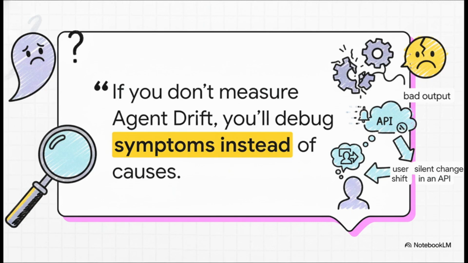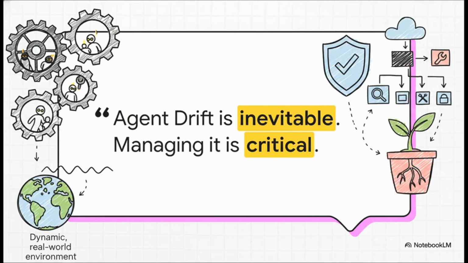And honestly, this hits the nail on the head. If you aren't measuring these four types of drift, you will constantly be chasing ghosts. You will be trying to fix a bad output here and a weird response there without ever realizing the real problem is a fundamental shift in what your users want or a silent change in an API that your agent is relying on. So if you remember one thing, let it be this.